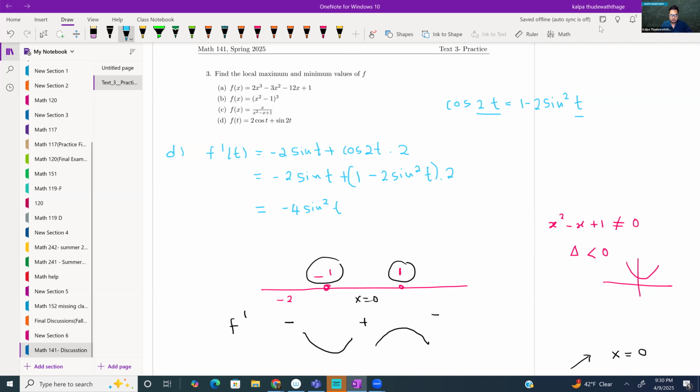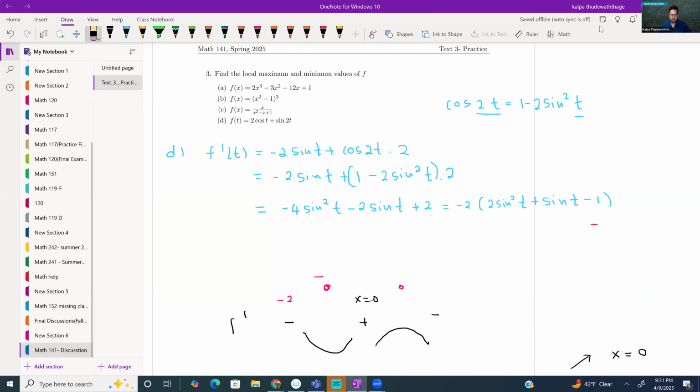Negative 4 sine square t, negative 2 t, I have positive 2. If I take negative 2 out, it will be 2 sine square t, minus become plus, sine t minus 1. I take the negative 2 out, and I'm going to factorize my quadratic function. This is actually a quadratic function in terms of not x, but sine x.